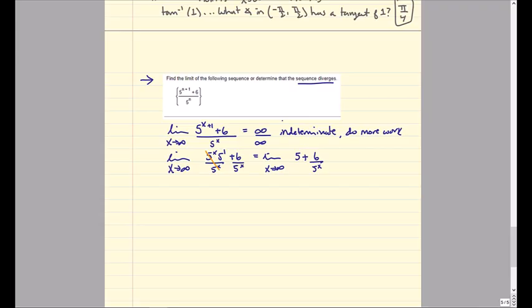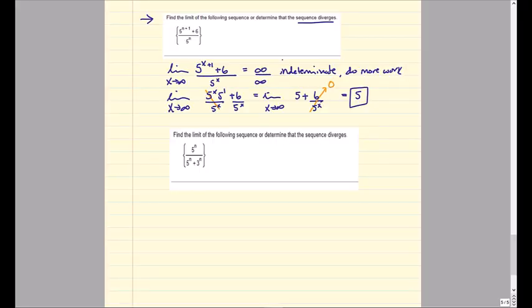So as x goes toward infinity, this numerator is fixed, so the denominator is increasing without bound. This is going towards 0, and the limit of a constant is a constant, so this limit is equal to 5. So this is looking at the terms of the sequence are getting closer and closer to 5.